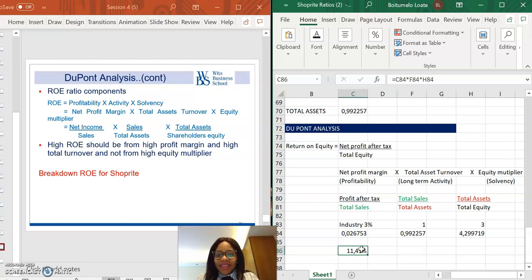All right, that's it on the financial ratios. We had to divide each of the sections into 3 sessions, given this DuPont analysis and the importance of this topic. But yeah, hope you guys go through it.